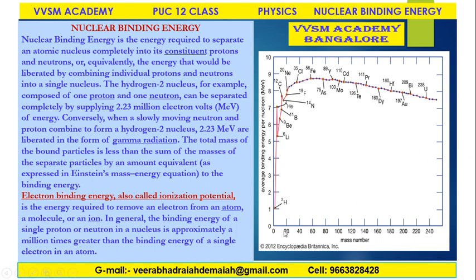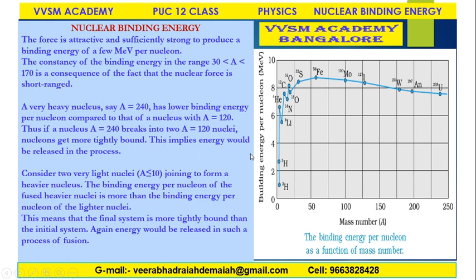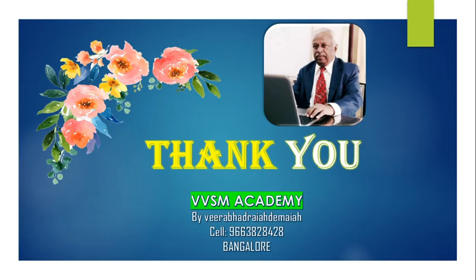Here, the mass number is on the x-axis, and the average binding energy per nucleon is on the y-axis, which indicates the different elements. This is the same mass number against the binding energy per nucleon.